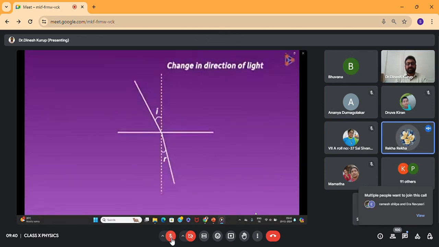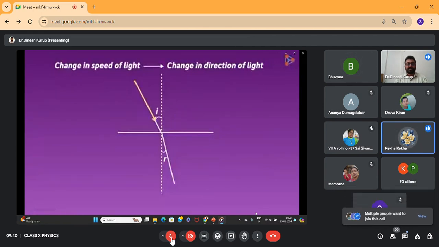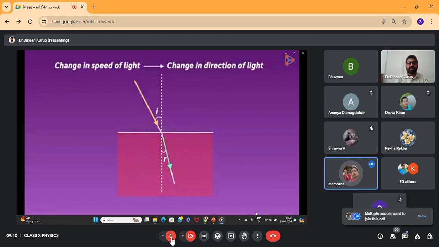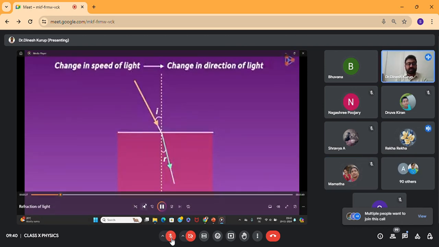The change in direction of light occurs because of the change in the speed of light in that medium. When light moves through a medium, it will change its speed. The speed may either increase or decrease. Note that when we say that the speed will increase, it does not mean someone's mic is on. Please mute your mic.